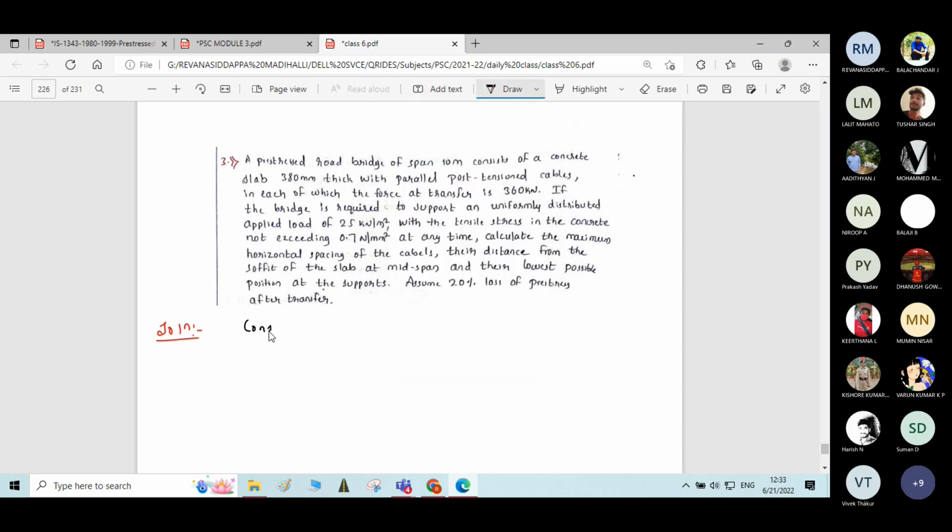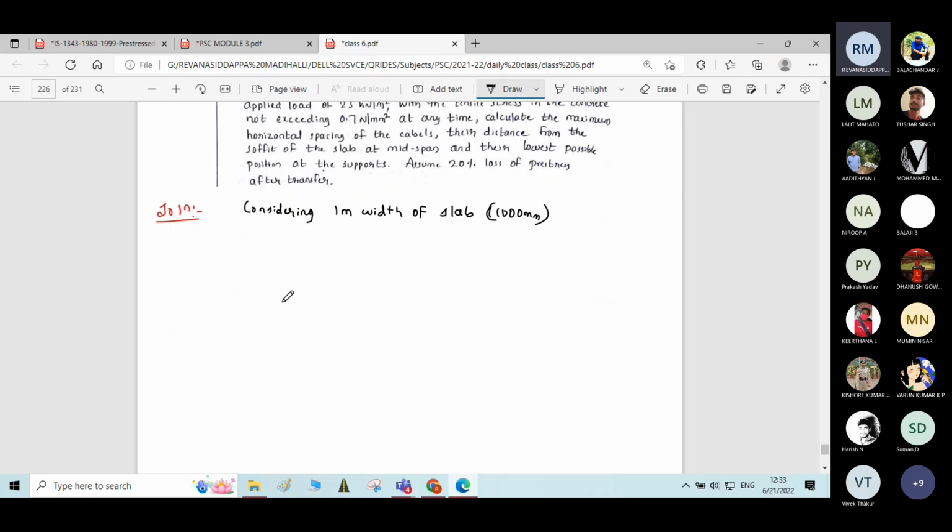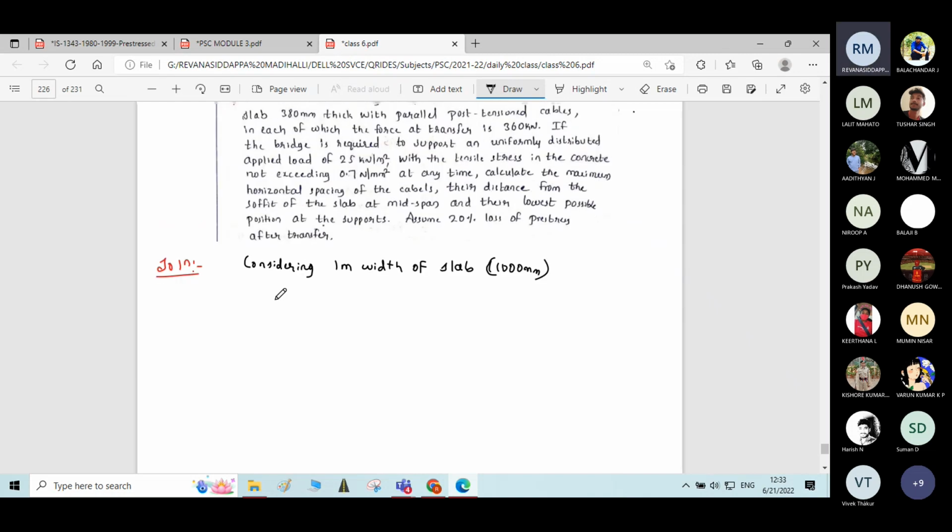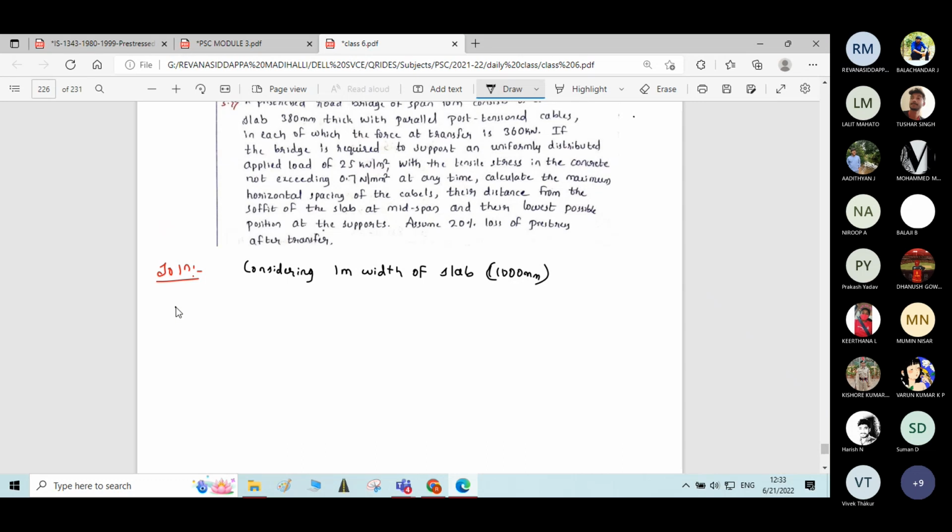Considering 1 meter width of slab, that is 1000 mm width. Always while designing the slab, what is the general procedure we follow? We will design the slab for 1 meter width, and the same thing we will apply for the next portion of the slab. Therefore, as we have considered 1 meter width of the slab, means B is equal to 1000 mm we have considered.